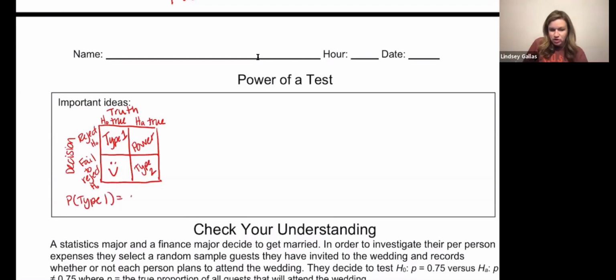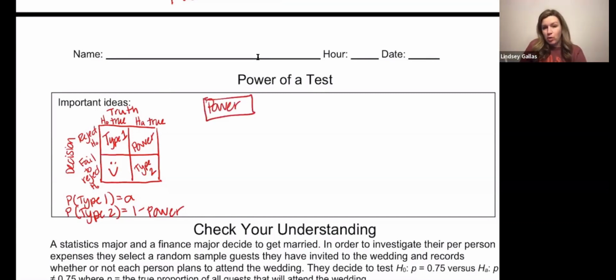So what that means down here is the probability that you make a type 1 error, we talked about this before, that is your alpha level. The probability that you make a type 2 error is 1 minus the probability of the power. So we talked about on the last page how those are complements.